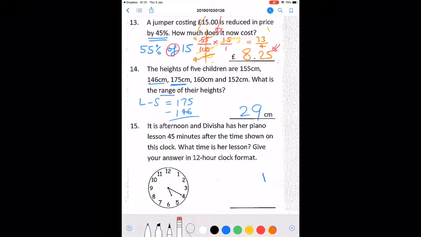Okay, it's 45 minutes after this time. Well, if you go over here, from here, that's half an hour, and then be another 15 minutes. So that'll be 6:05.